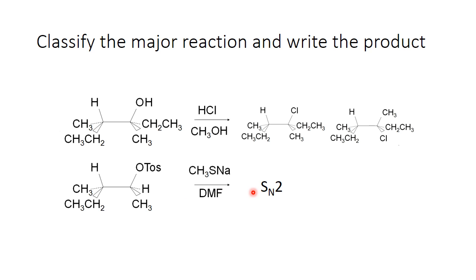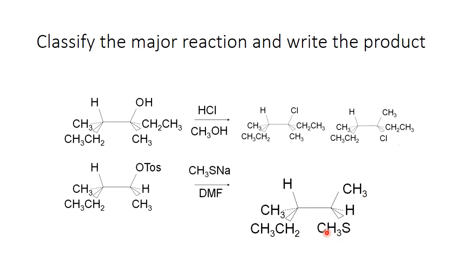If I look at the second reaction, we're going to get an SN2. The nucleophile is going to come in from behind and displace this. What product will form? You're going to have only one product form, and inversion is going to occur on this carbon.